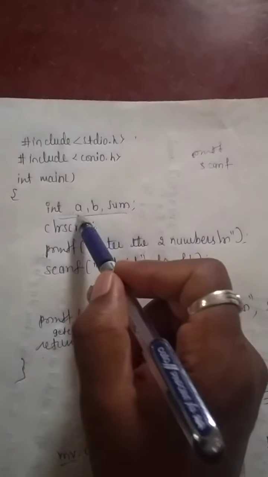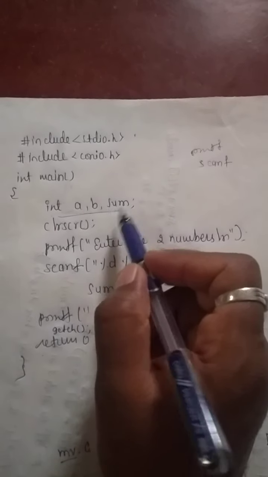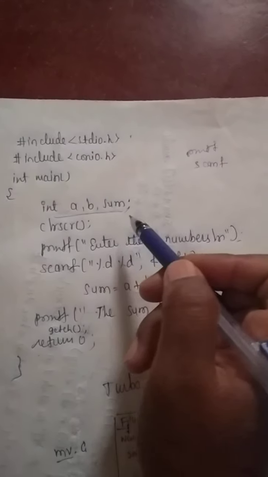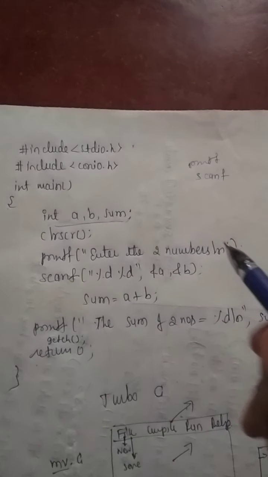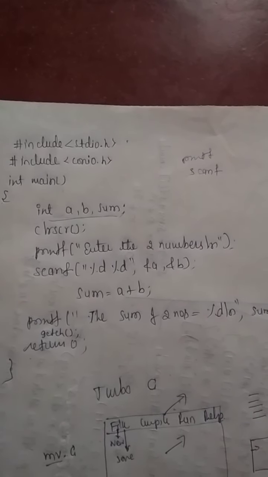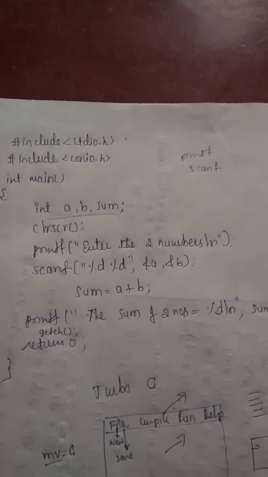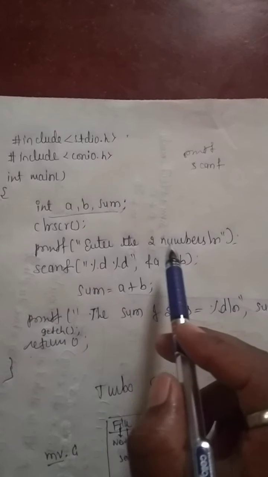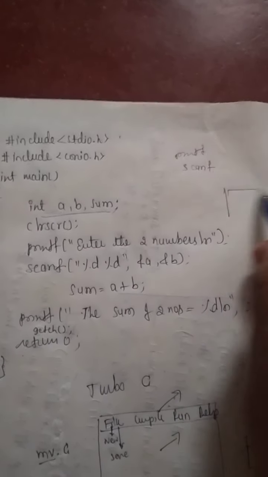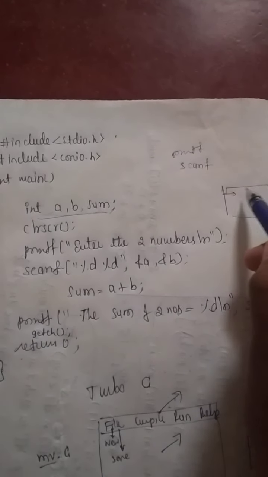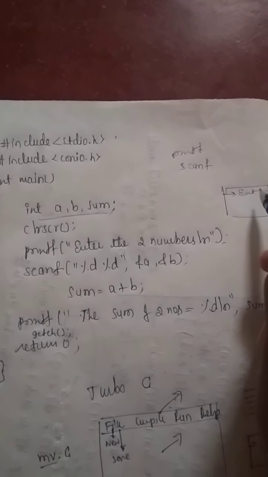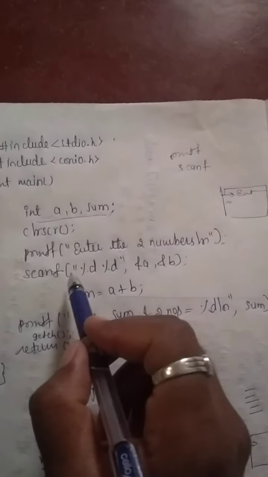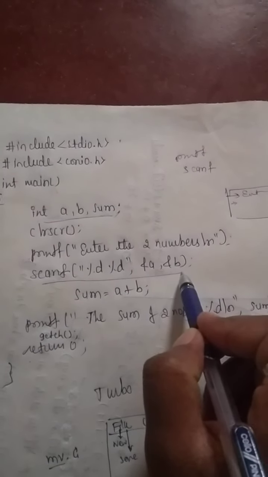I am going to declare here int a, b and sum. These three variables are local variables, separated by the comma operator and ending with a semicolon. In a C program, almost all statements end with a semicolon except a few. Then enter one statement, printf("enter the two numbers"). It means this is the statement you are going to see on the screen. By seeing this, the user will enter the input. That input statement is nothing but this scanf statement.